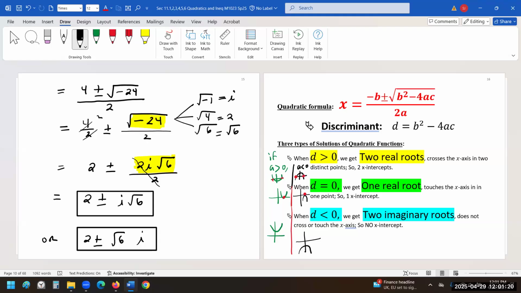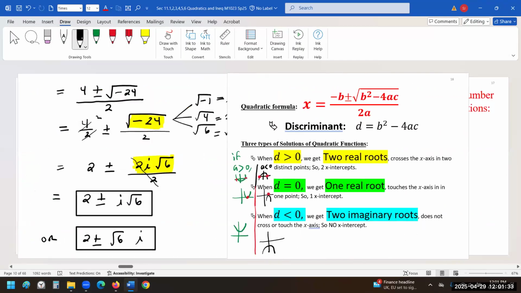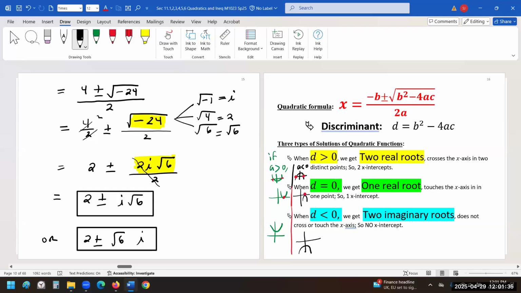In our next class, we are going to do a few examples with the discriminant, and then we are going to do some equations that don't look like quadratics, but you can solve them using quadratic methods.